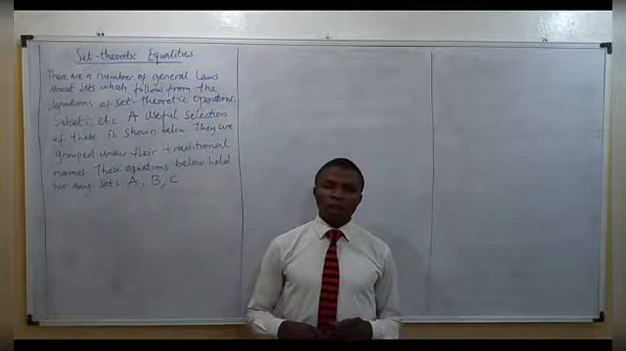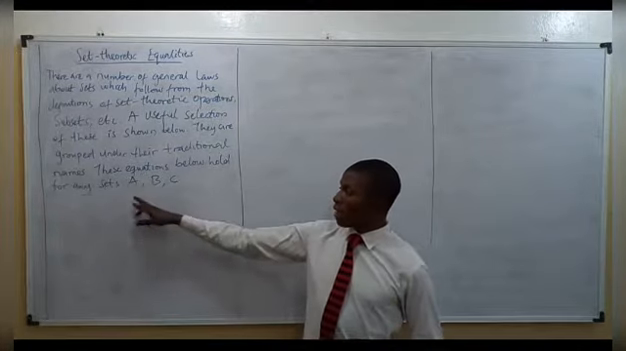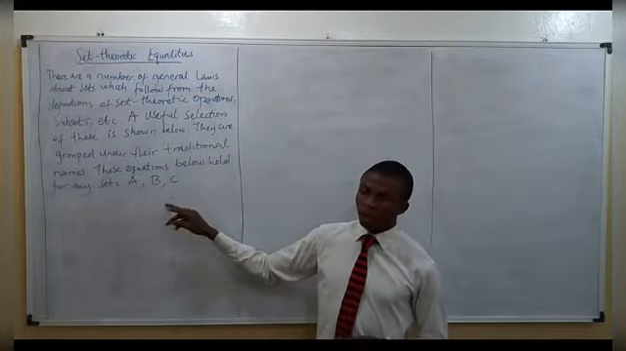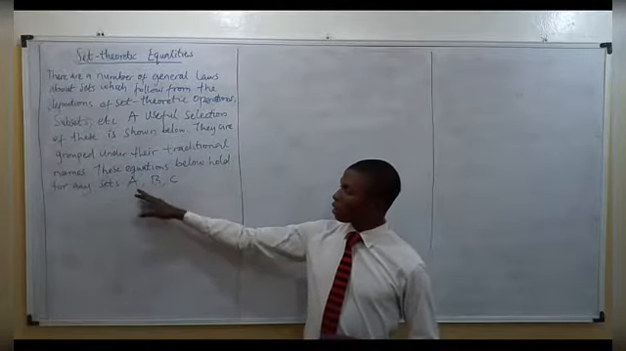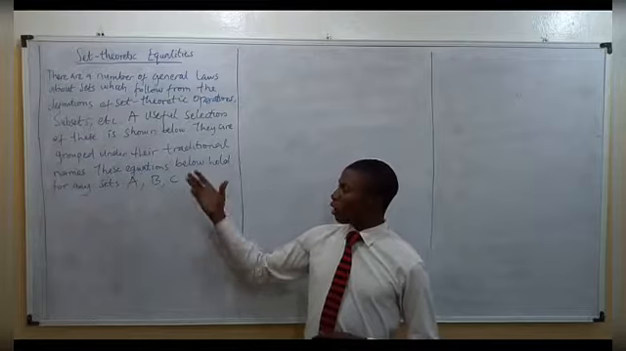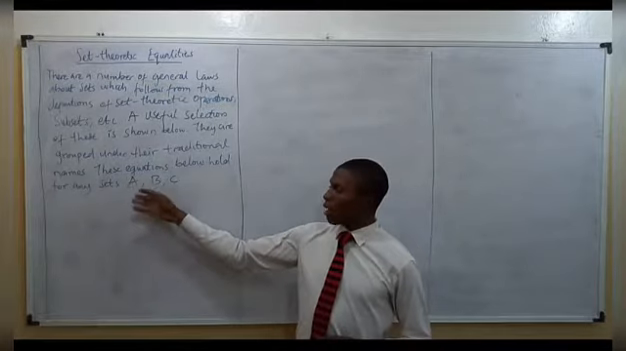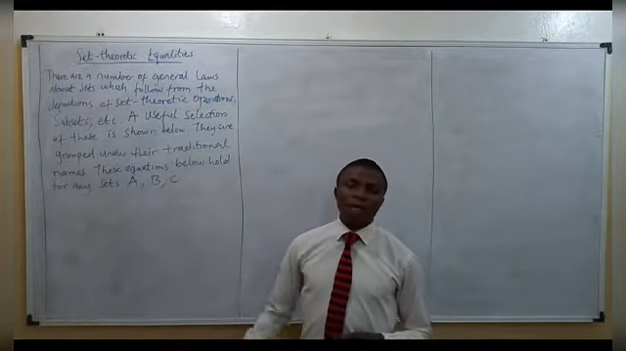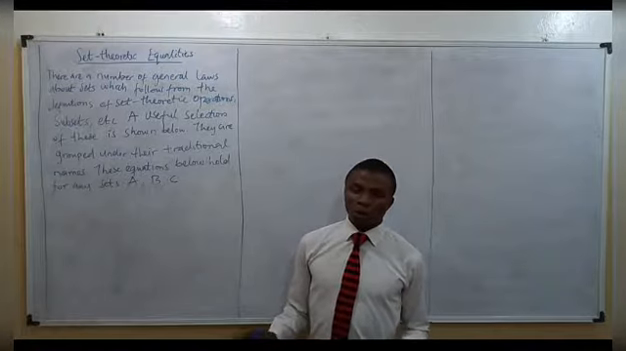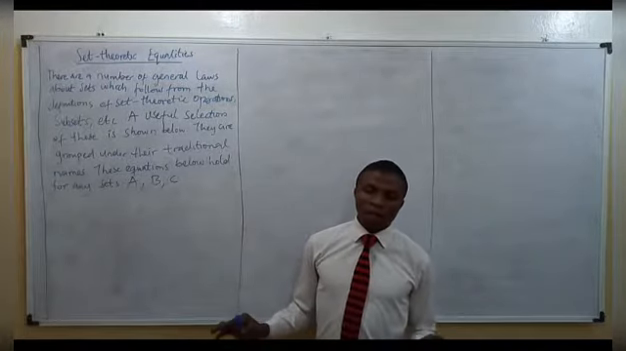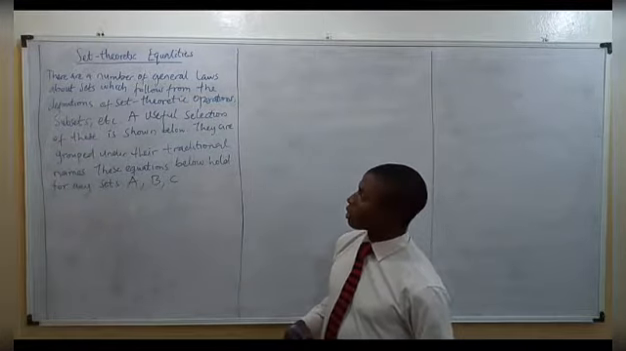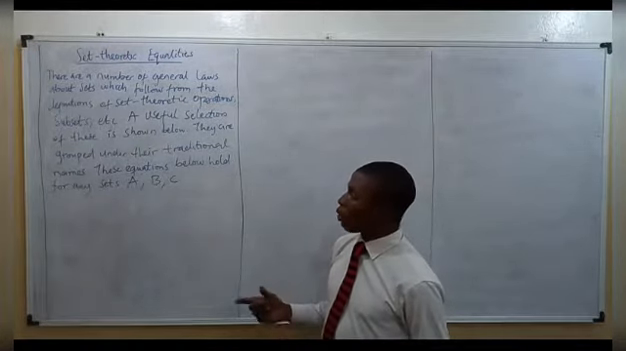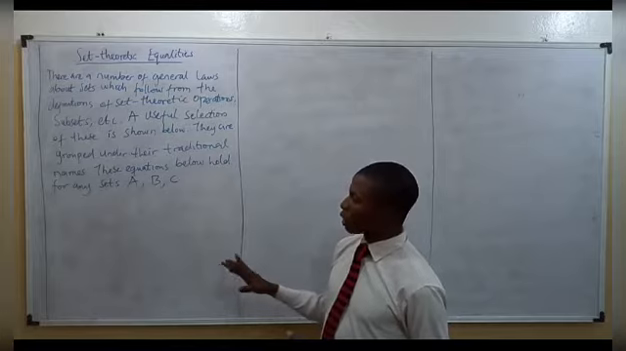Let's say we're taking sets A, B, and C. So we want to see the equalities that occur in these three sets. However, you can do it for any other set. For example, it can be X, Y, and Z, or any other set that you are determined to use. Now, let's talk about the equalities, one after the other. It comes in the form of laws, the laws that occur in sets.